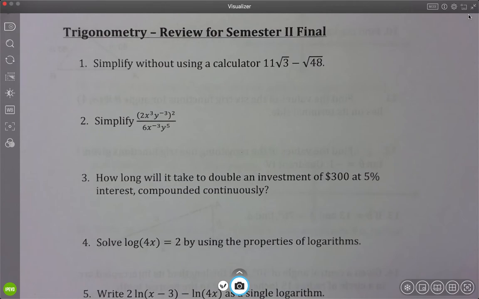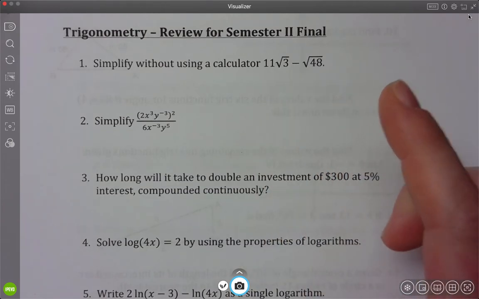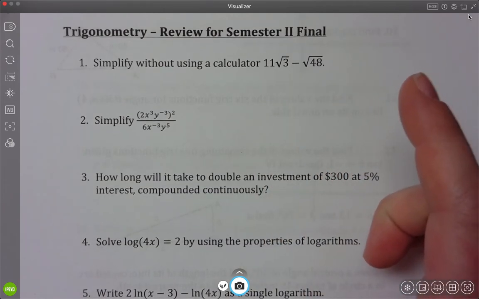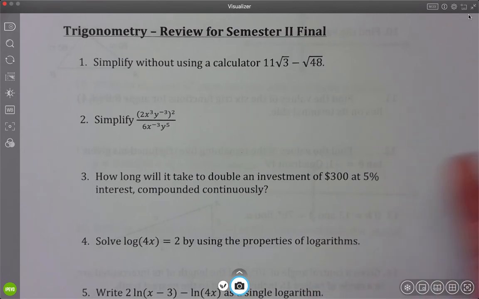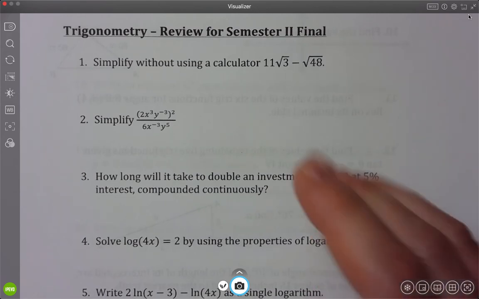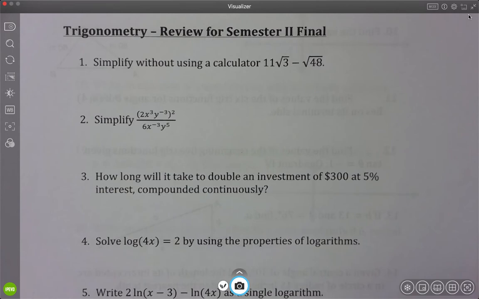So the first 5 questions on here aren't designated to a certain chapter. They might be from chapter 5, but this is just kind of a good review, and then we start into chapter 6, which is just intro to trig. So we'll just start at the beginning and work to the end, and that's how we'll do this. So number 1, simplify without using a calculator.